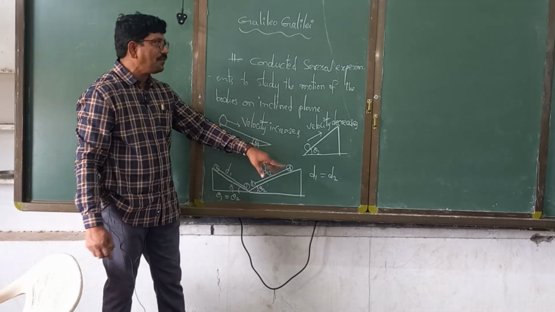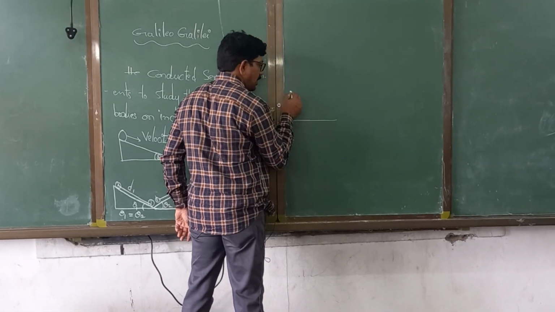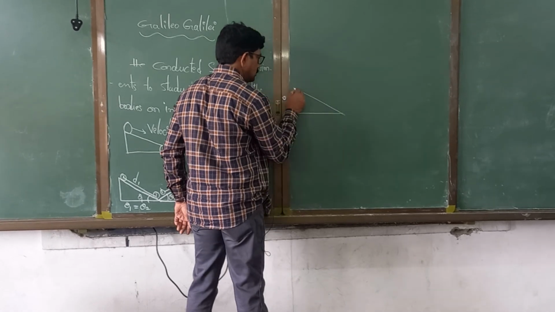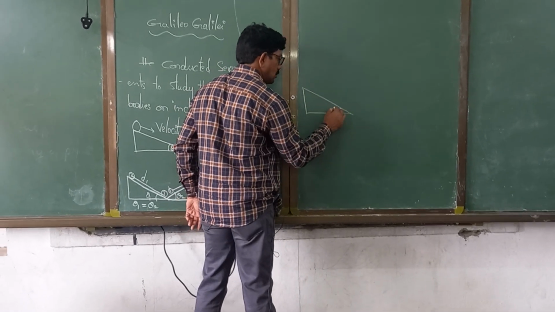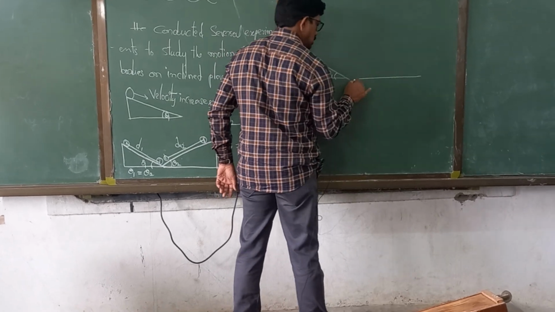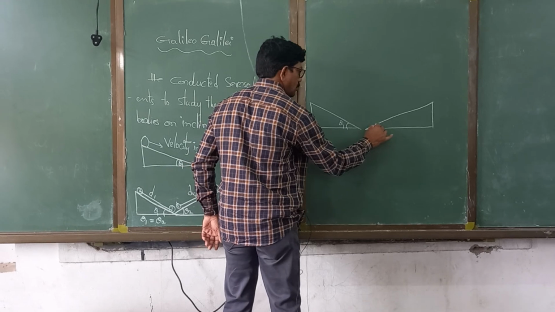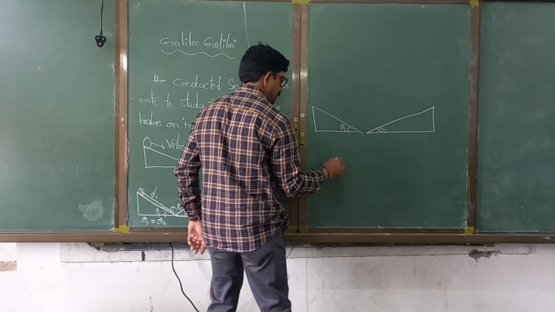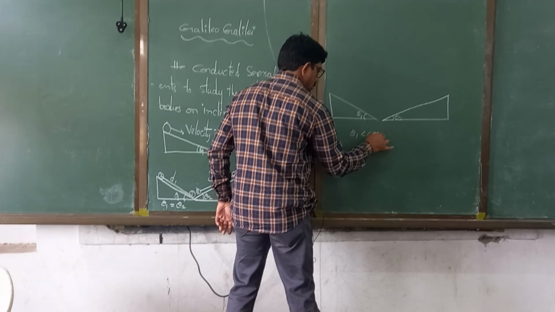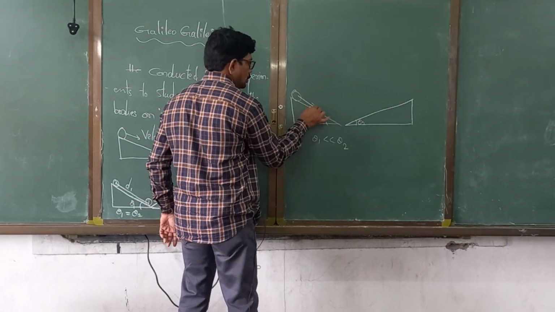Next, when the angle is further decreased, observe this one. This is the first plane, theta 1. And here this is theta 2. Theta 1 is far less than theta 2.